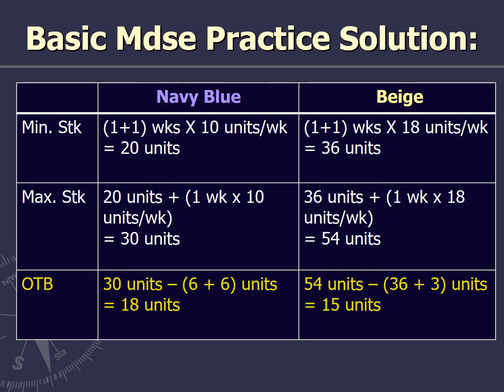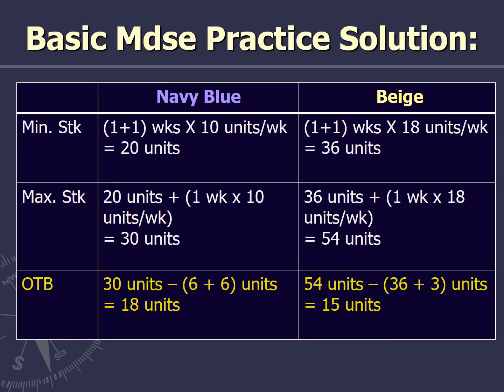So given this, the open to buy, so how many units we can actually place an order for right now, would be, for navy blue, 30 units of maximum stock minus 6 on hand and 6 on order, right? So that will be 12. Subtract 12 from 30, that gives us 18 units for the open to buy.